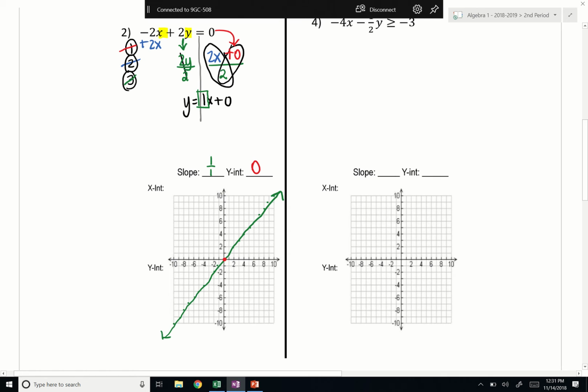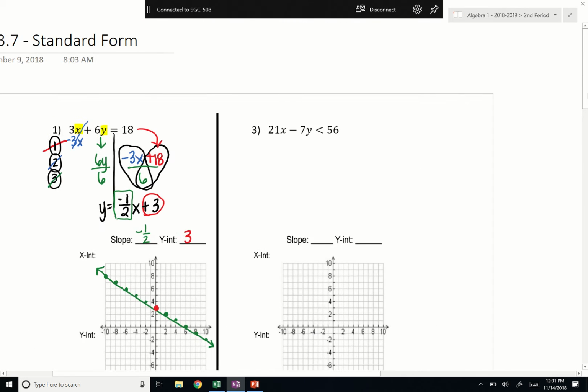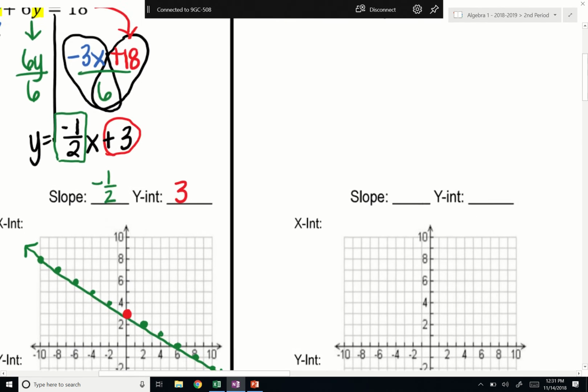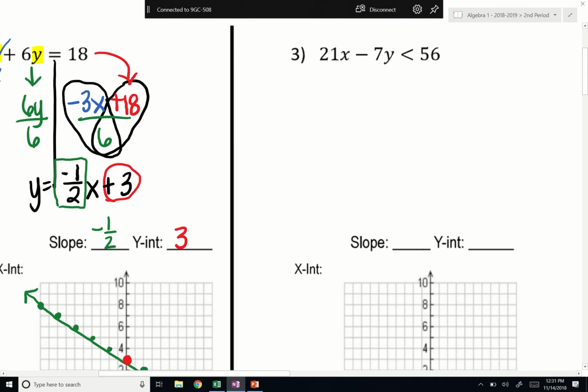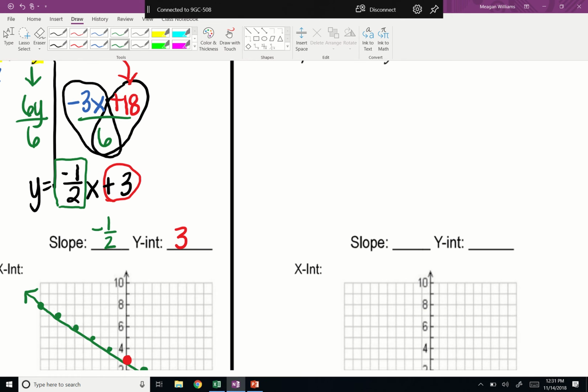So what type of line is this? Direct variation. Positive direct variation. It goes through that origin. Sound good? Okay, let's go look what changes up the game plan on 3. Inequalities. It's okay though, right?